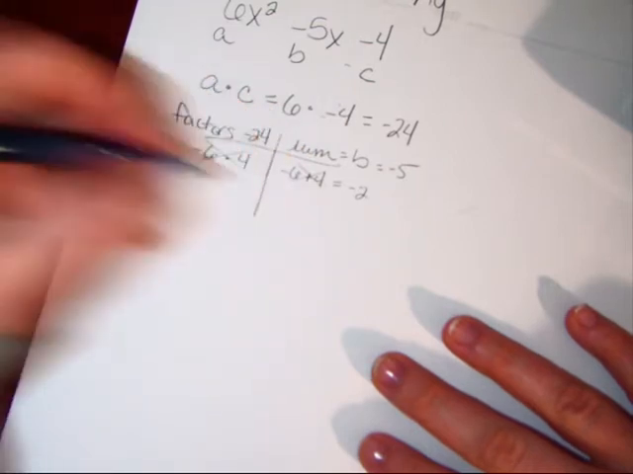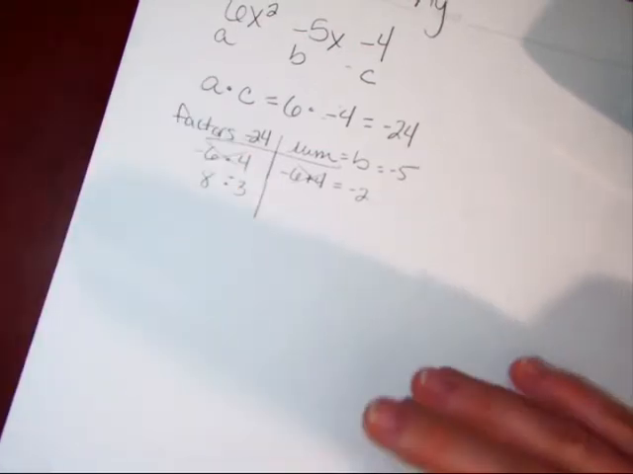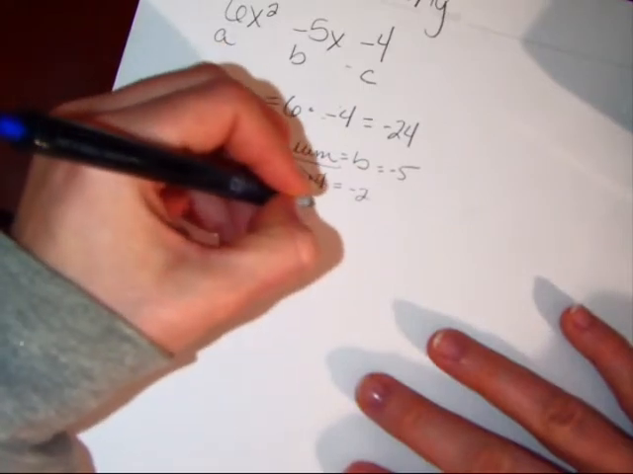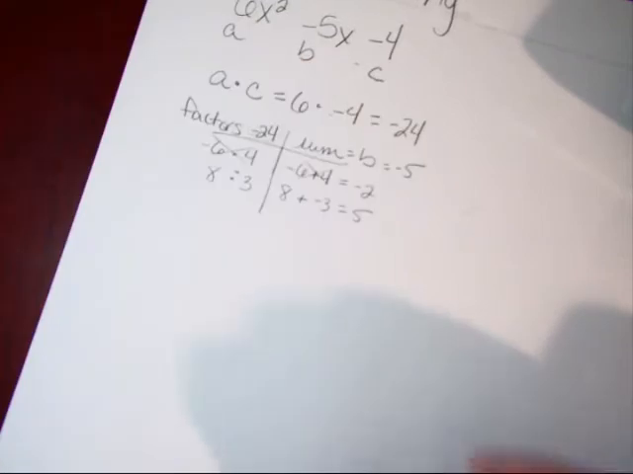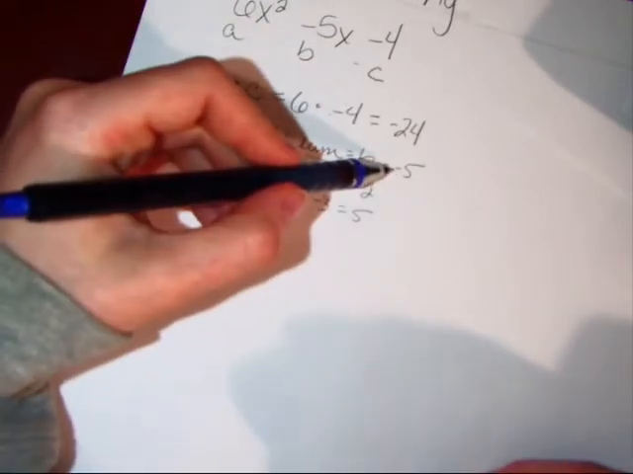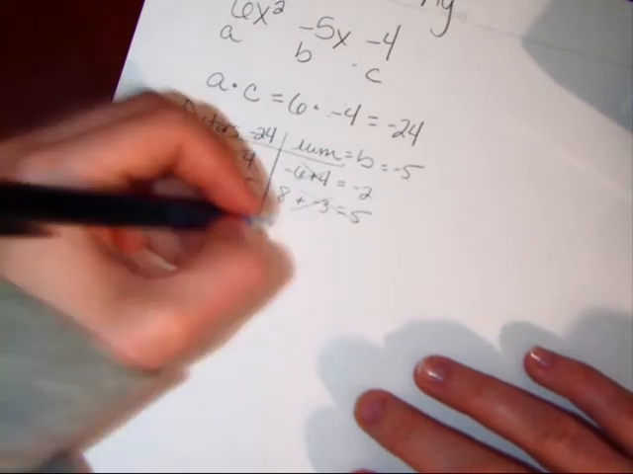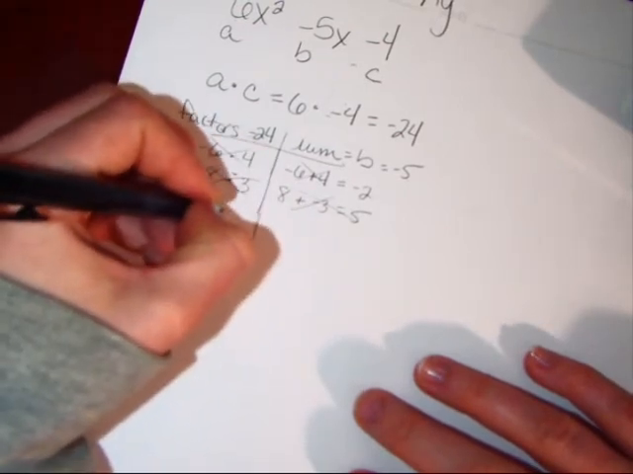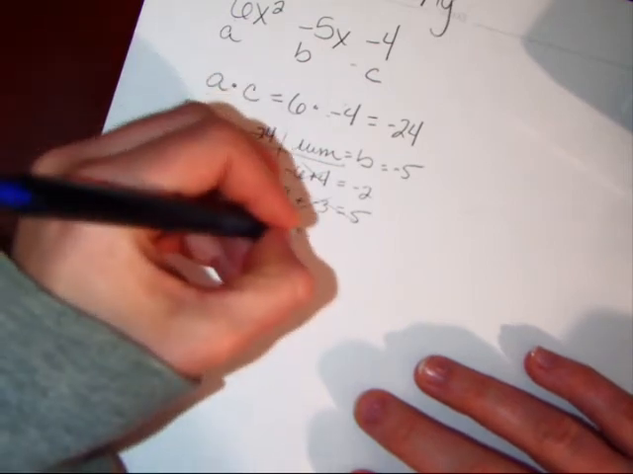Well, maybe you're thinking, well, I know 8 times negative 3 is negative 24. Well, okay. Does 8 plus negative 3 equal a positive 5? Oh, I'm close, but I need a negative 5. So I know that's not right, and I was so close. So this time I'm going to use negative 8 and positive 3. Let's check and see if I picked the right one.